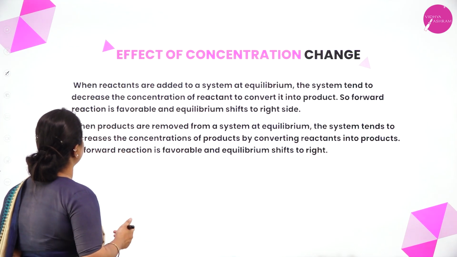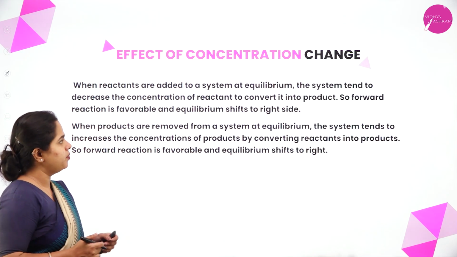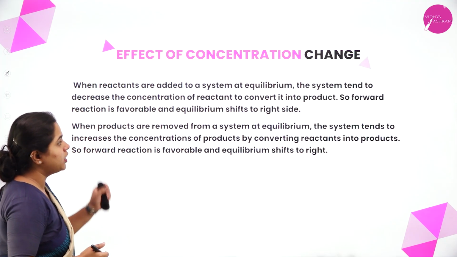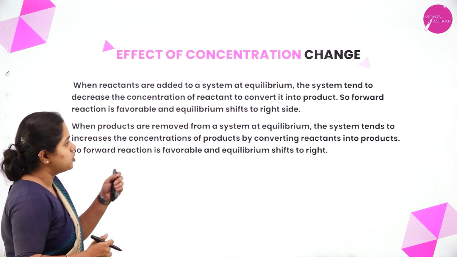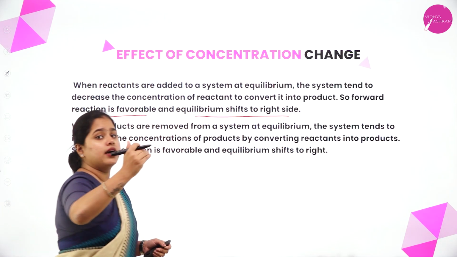Let's discuss. When reactants are added to a system at equilibrium, the system tends to decrease the concentration of reactant by converting it into product. So the forward reaction is favorable and equilibrium shifts to the right side.